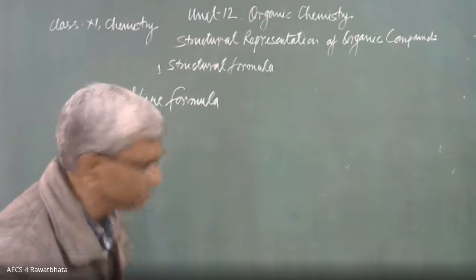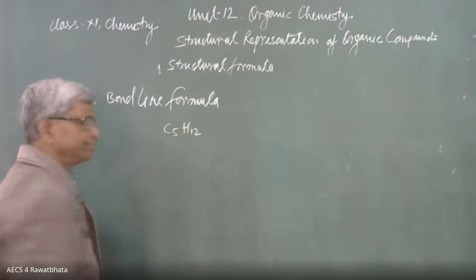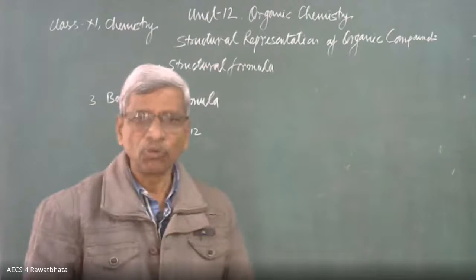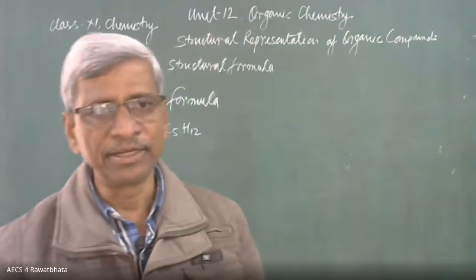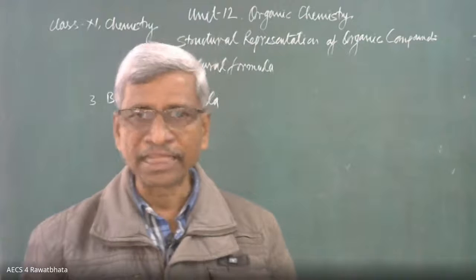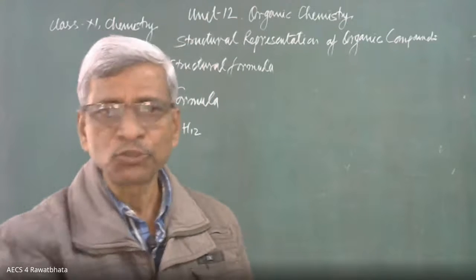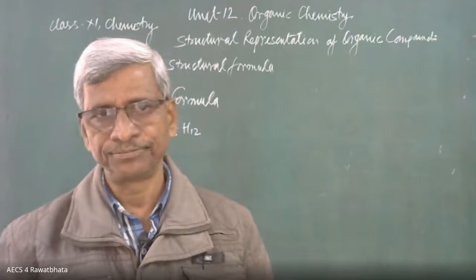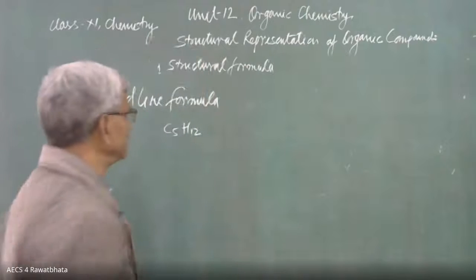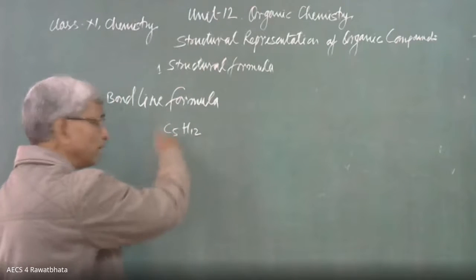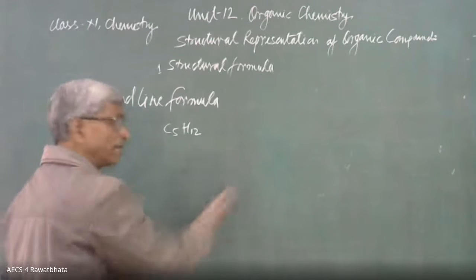Like one formula I am giving, C5H12. How many isomers? Isomers you have studied in the 10th class: n-pentane, isopentane, neopentane. Write the bond line formula of the isomers of this compound, all the isomers. We are trying to write the bond line formula of pentane and its isomers also.